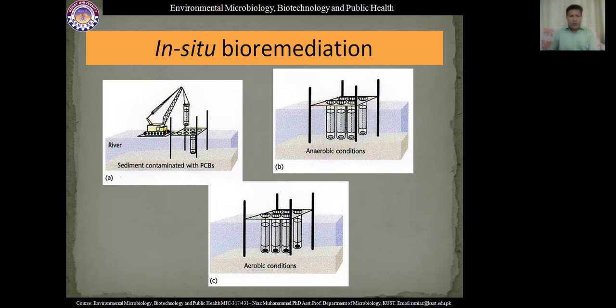Suppose in a river, we see that the sediment is contaminated with PCBs, soil sediment. So we have to treat the pollutants over there in the sediment site, because the whole sediment from the river we cannot transfer from one place to another place for treatment. It is difficult. Therefore, we have to make a strategy to treat the pollutant at this site.